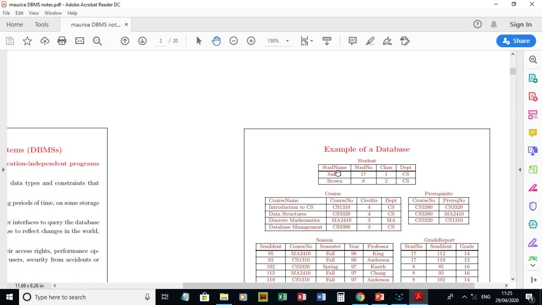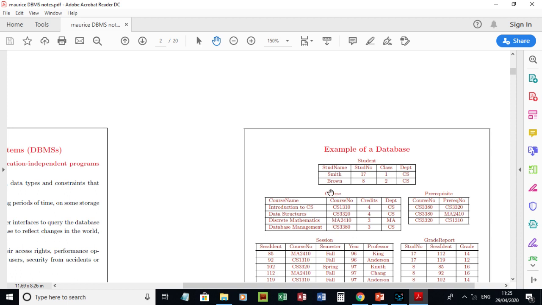2, and not 3, because the first row defines the structure of the file called students. But real-life data is 2 records, Smith and Brown. At the same time, you can say instances, tuples, or values.